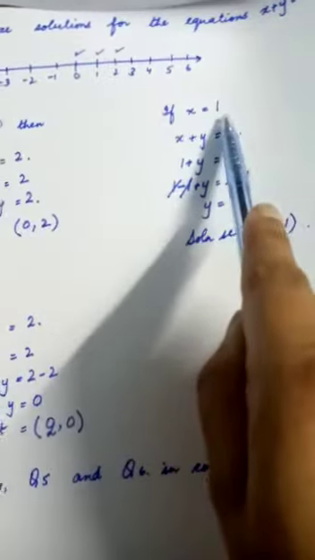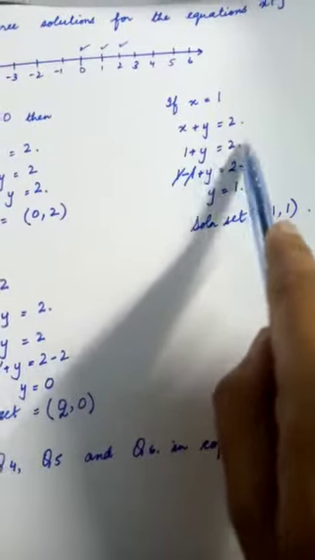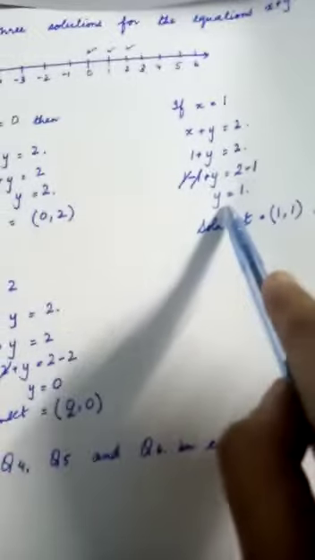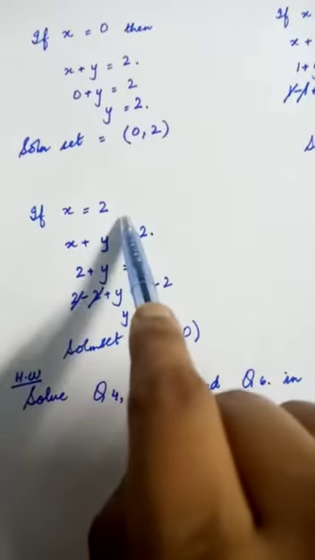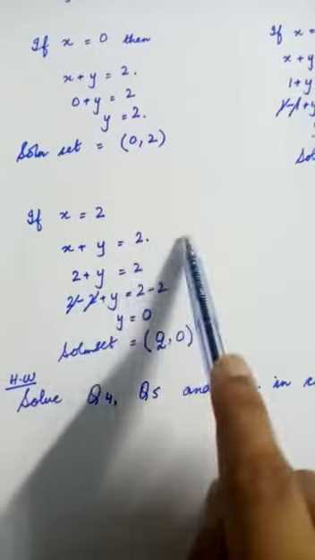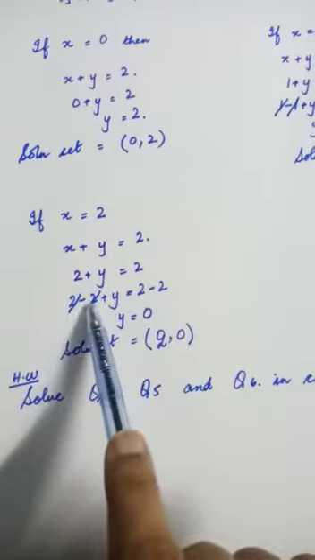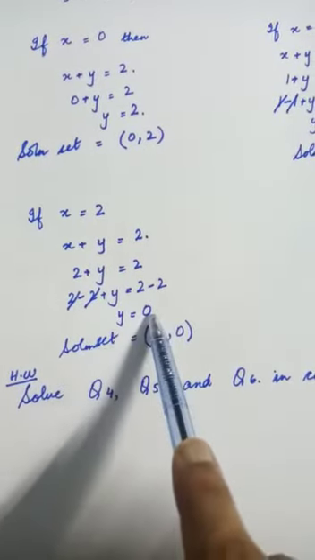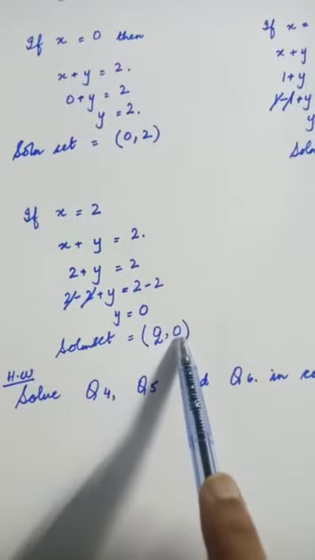Next, if x is equal to 1, then putting the value, x plus y is equal to 2. 1 plus y is equal to 2. So when we minus 1 on both the sides, the value of y comes out to be 1. Therefore solution set is 1, 1. Now if x is equal to 2, then putting the value in the given equation, x plus y is equal to 2. So 2 plus y is equal to 2. So minus 2 on both the sides. So y comes out to be 0. So solution set is 2, 0.